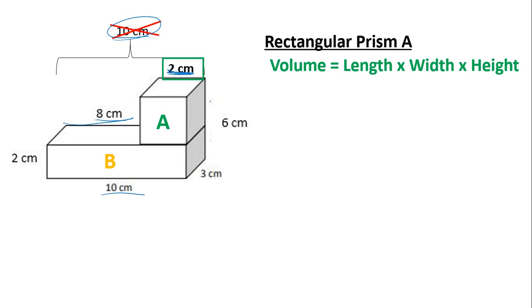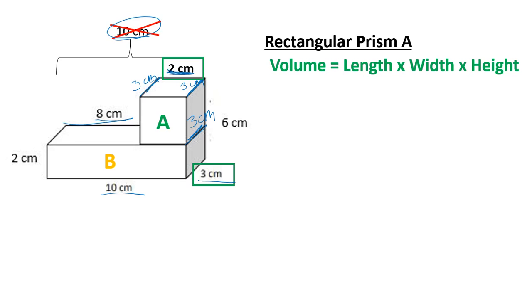Our width, notice here, our width is not given here, here, or here, but the width of rectangular prism B is 3 centimeters. So if the width is 3 centimeters, then the width here is 3 centimeters, the width here is 3 centimeters, and the width on this side is 3 centimeters. So we know that our width is 3 centimeters.